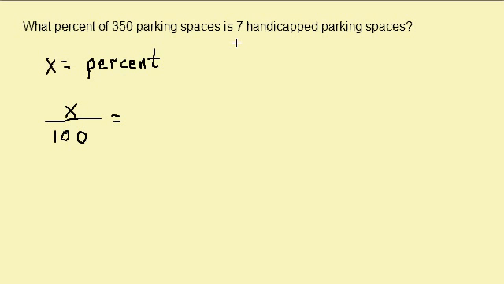Now, the part in this case is the 7, that's the part, and the whole is the 350. Now, the whole is always going to be more than the part. Okay, the whole is going to be more than the part. And also notice the whole, the 350, notice it follows the word of in this problem also. So we have 7 over 350. So now we need to solve for x.